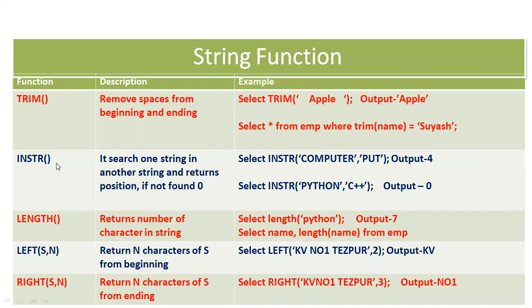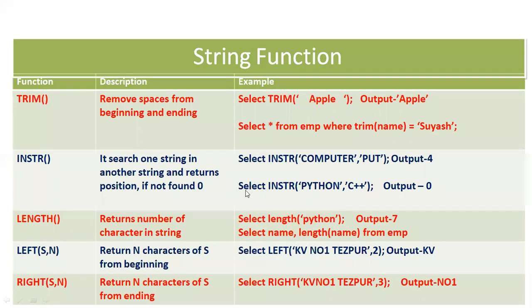Here INSTR searches for one string in another string, matches the given string, and returns the position. If not found, it returns 0. See the example: select INSTR computer. In this string PUT is present, so the output will be 4. Why 4? 1, 2, 3, 4. PUT starts from the fourth position. It displays the position of the string where it occurs.